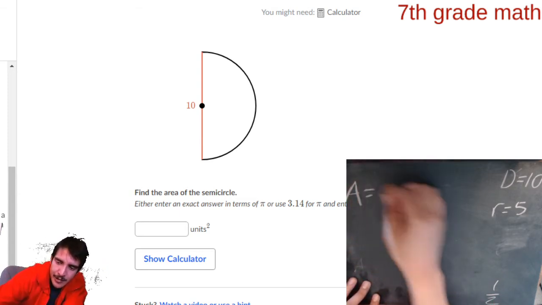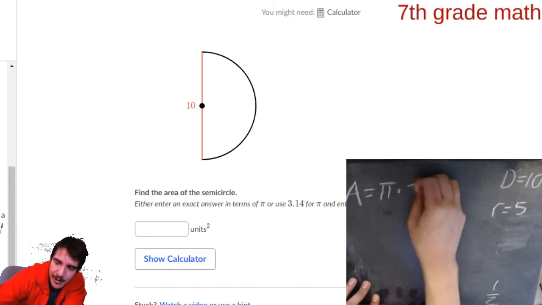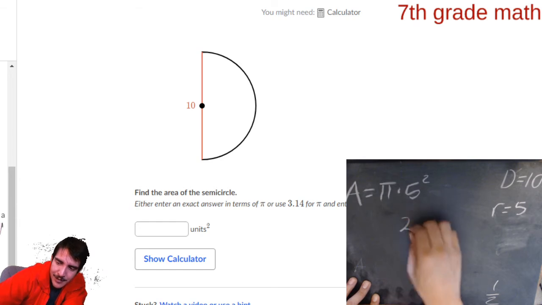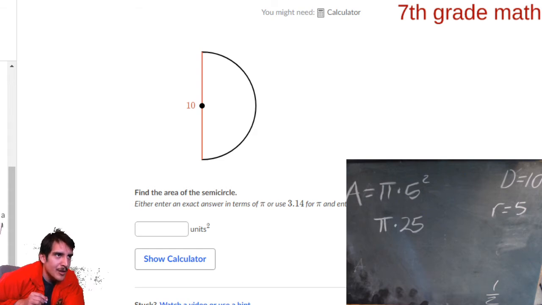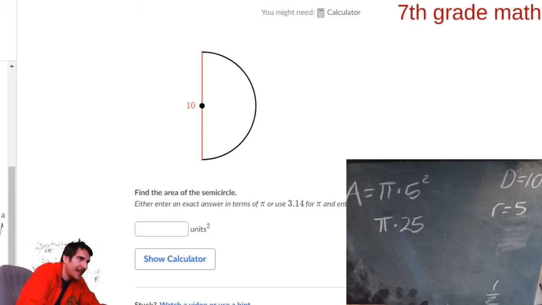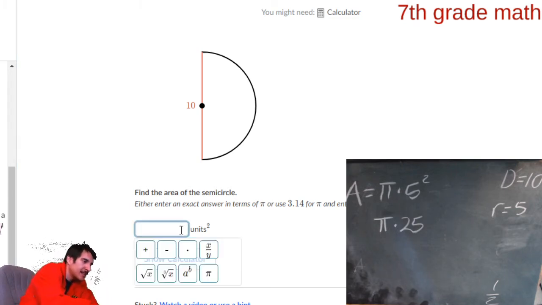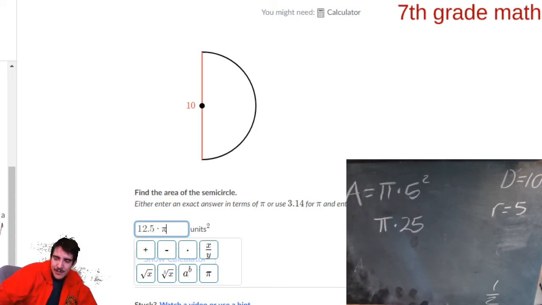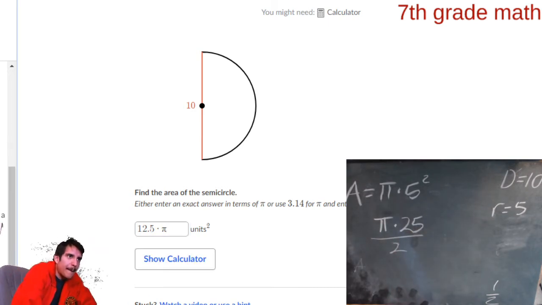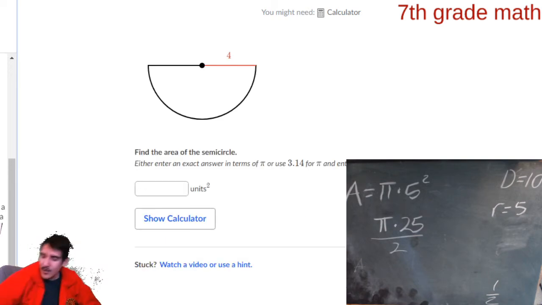So area equals pi times 5 squared. 5 squared is 25 times pi. So 25 times pi is the area of a full circle, but we only have half a circle, so we got to do half that area. Half of 25 pi is 12.5 pi, because 25 divided by 2 is 12.5. Or you could do 12.5 times 3.14, but I prefer the exact answer. It's much faster.